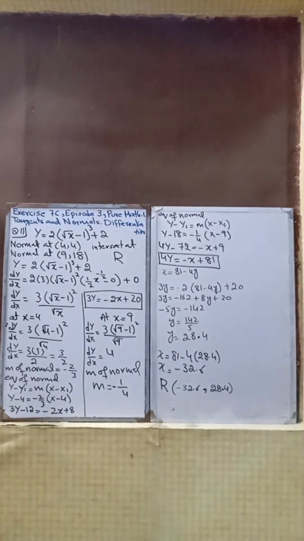Okay. So then we have another part of this question. So now we know the coordinates of the 3 points, okay? The point where both the normals intersected, that is the point R, and its coordinates are minus 32.6 and 28.4. Then we have the third part of this question. There they say, find the area of the triangle PQR.